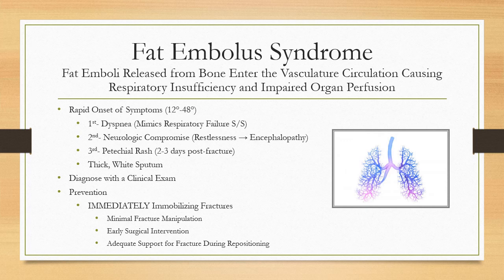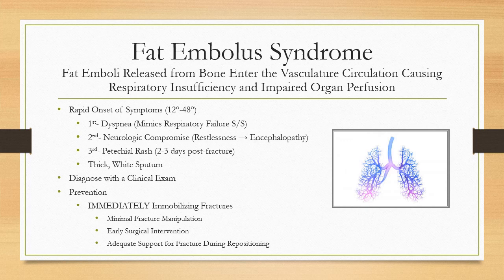Okay, so how do we diagnose this? Well, it's definitely that you have to think of it, right? There's no one test that's going to tell you this person has just had a fat embolus. Okay? So how do we prevent it? Well, if we can immobilize the fracture, say in a splint or a cast or traction, well, it's going to bring the bones back together, and it's going to stop them from moving against each other. And that's going to prevent more fat from going into the circulation.